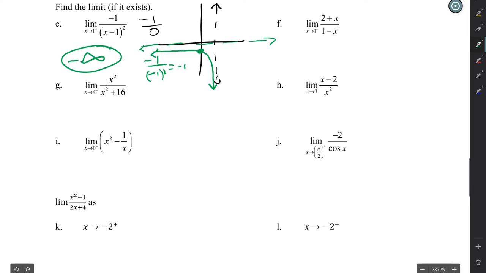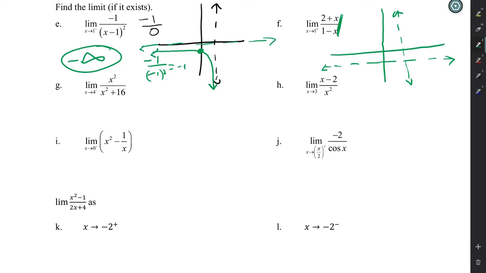Something similar happens in F. I would have an asymptote at 1. My degree of the numerator and denominator are over here. It's a little sneaky there at the back. It's x in both cases, but one is positive and one is negative, so their leading coefficients would give us a ratio of -1. I want to know what happens as x approaches 1 from the right, so I'm going to substitute 2 in for x. So I would have 2 + 2 over 1 - 2, so that'd be 4 over -1, which is -4.